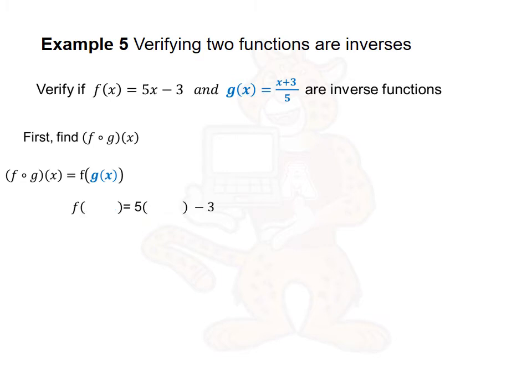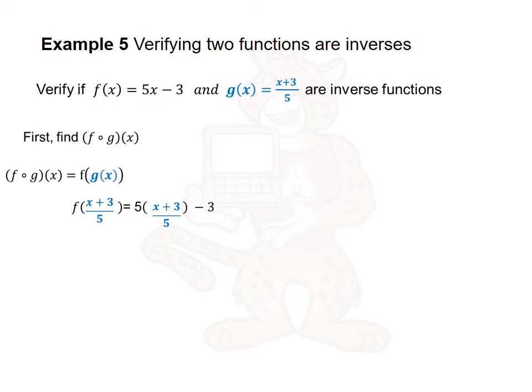So the function f is f of x equals 5x minus 3. So I leave the spaces to replace in the function f, and the input is not going to be x. In this case, my input is the g of x function, that is (x plus 3) over 5, and I replace it on both sides. F of (x plus 3) over 5 equals 5 times (x plus 3) over 5, minus 3.